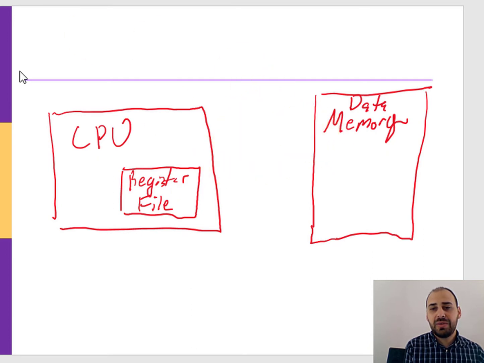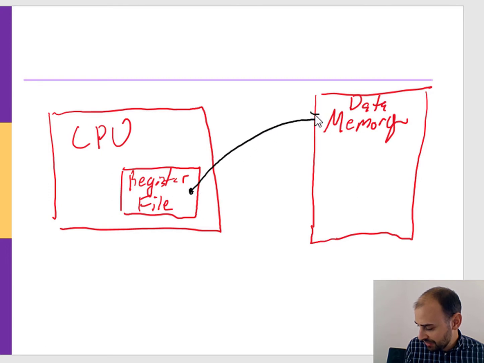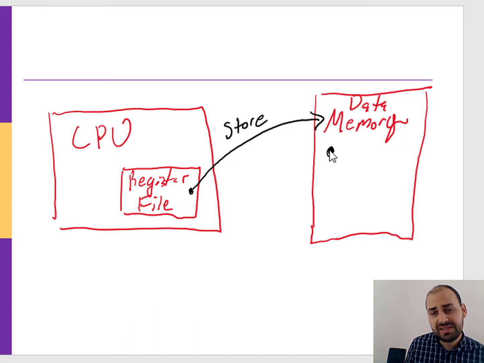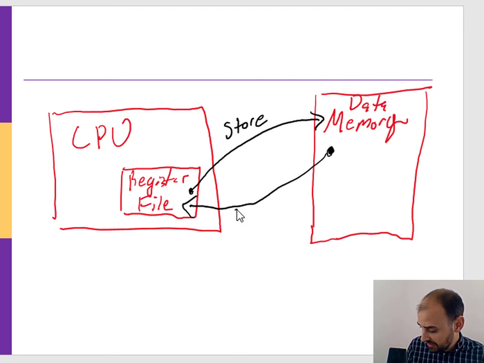And we're going to do that with two instructions. We're going to have one instruction that goes from the register and stores it into memory. So this is a store instruction. It takes a value that's in a register and stores it in memory. We're also going to look at an instruction that takes information from an address in memory and loads it into a register, a load instruction.